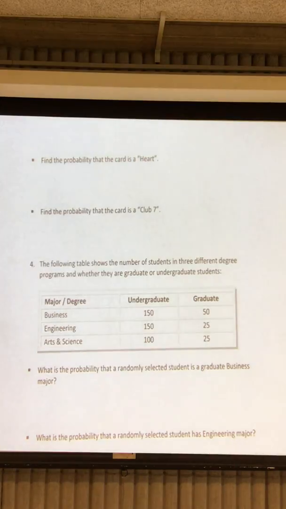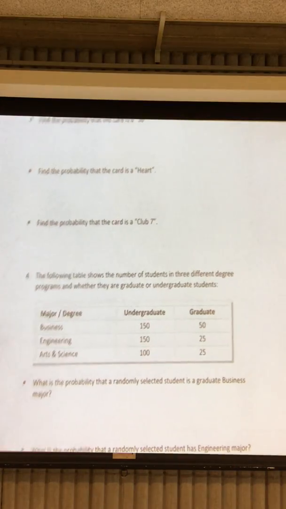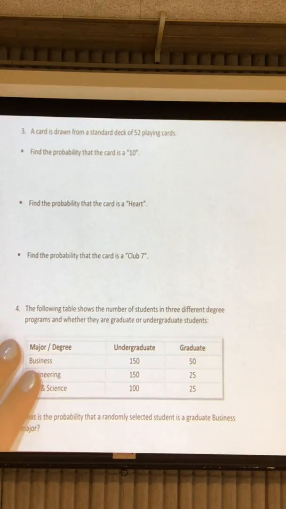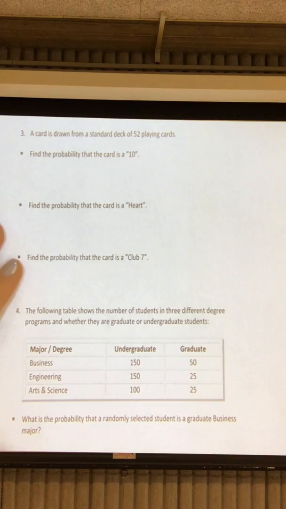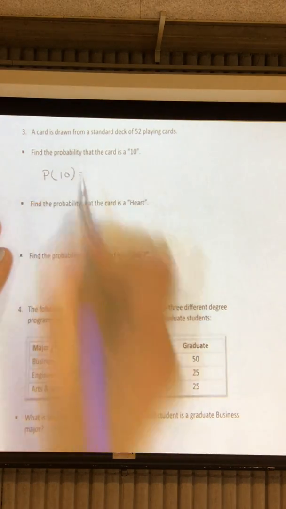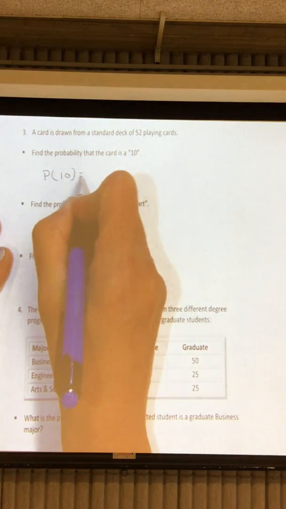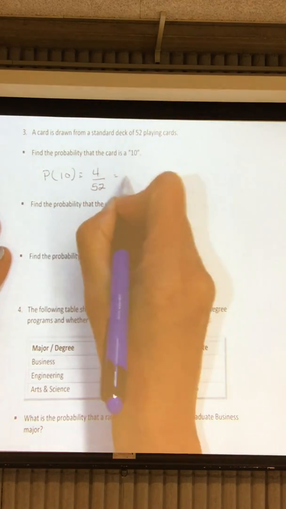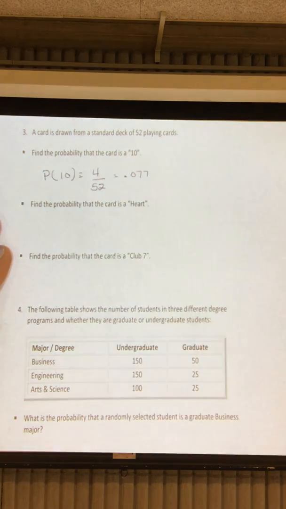Moving on to problem number 3. Here we have a card problem. So a card is drawn from a standard deck of 52. Find the probability that the card is a 10. So the probability that the card is a 10, you have 4 10s in a deck of 52 cards. So 4 out of 52 is equal to 0.077.